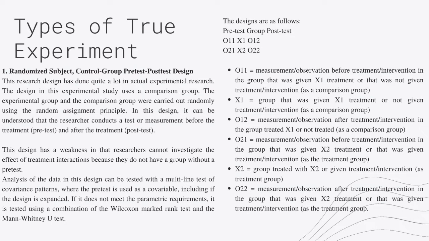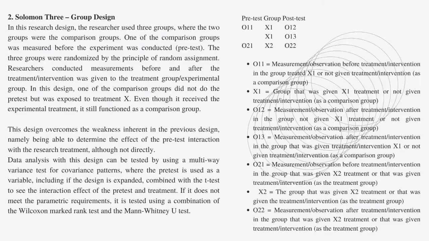Now we talk about the Solomon three group design. In this research design, the researchers used three groups, where two groups were the comparison groups. One of the comparison groups was measured before the experiment was conducted, pre-test.